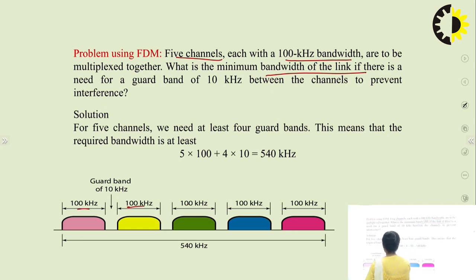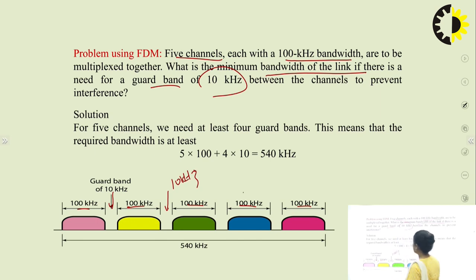Since we have five channels, you need 100 kilohertz to be repeated five times, and between them is the guard band, which is the band of frequency between two channels to avoid interference. So between two channels, we are going for a 10 kilohertz guard band, and so on. Ultimately, what is the required bandwidth that the network should have?